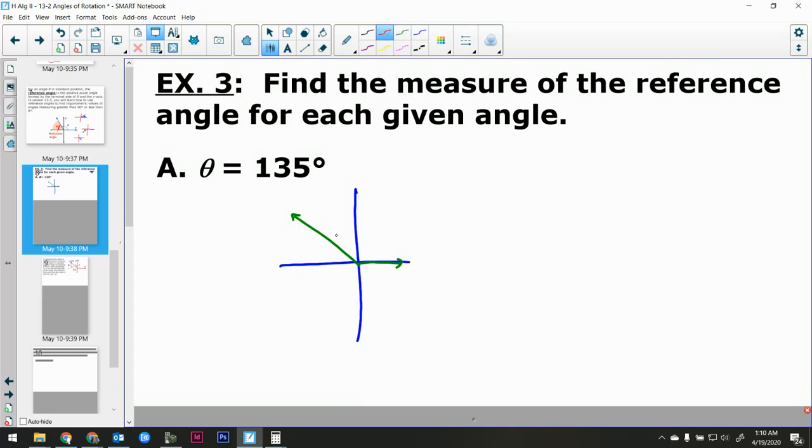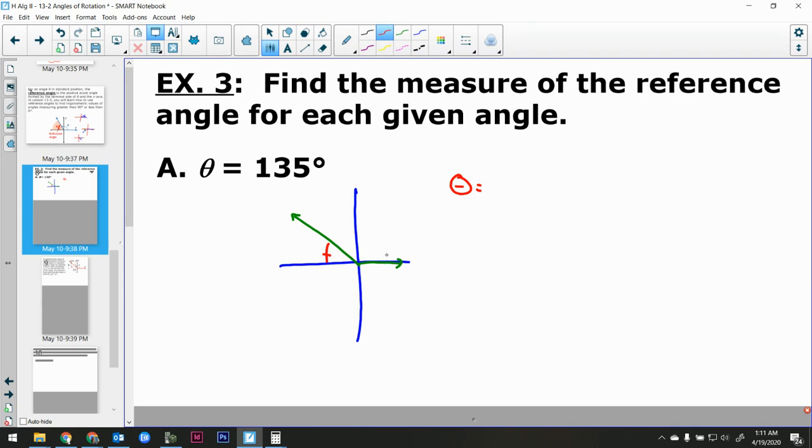This is my reference angle. We've got to figure out what this angle is in there. I'm going to use the notation with theta too. You'll see why in section 13.3. So theta is going to be, okay, how do we figure this out?